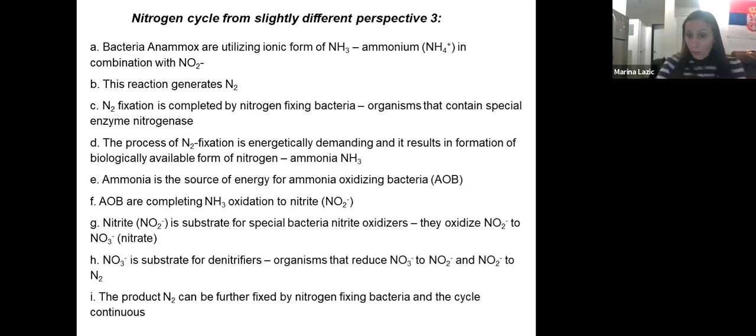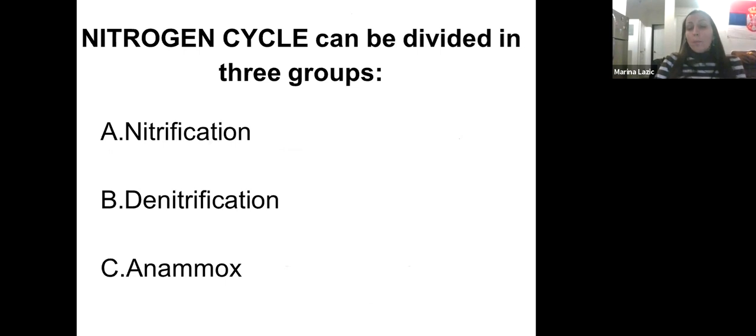Ammonia is then a source for ammonia oxidizing bacteria. They oxidize it to nitrite, and then nitrite is a substrate for NO2 minus oxidizers, and you get NO3 minus. Then NO3 minus is a substrate for denitrifiers. These organisms reduce NO3 minus to NO2 minus, and then further to NO, then N2O, and sometimes to atmospheric nitrogen. Then atmospheric nitrogen can be further fixed by nitrogen fixing bacteria, and the cycle continues. So roughly, the nitrogen cycle can be divided into 3 groups: nitrification, denitrification, and NMOX.